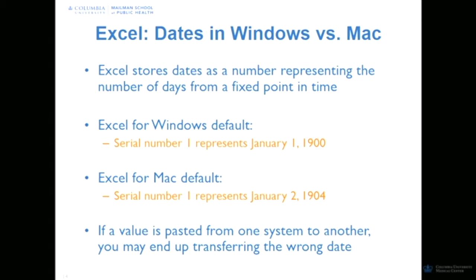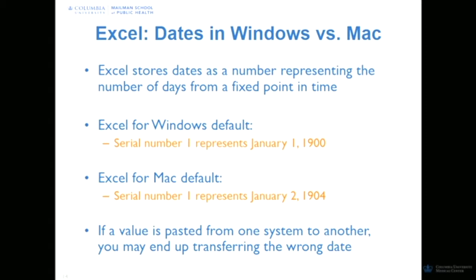Now, in Mac, the default is to start on January 2nd of 1904. Not really sure where that came from, but if you're pasting a number in or merging something in between spreadsheets that are in these two different formats, you can get the wrong dates in. And this exact thing happened to me.